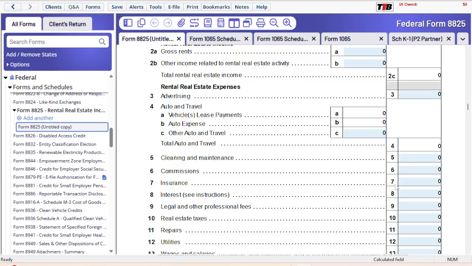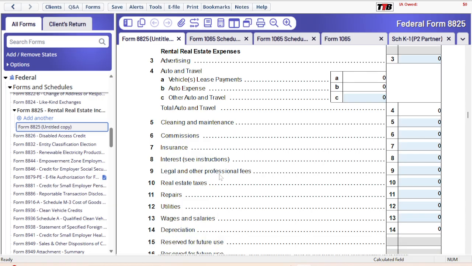Insurance will go on line 7. Interest that you pay will go on line 8. They say to see instructions. So if you pull up the Form 8825 instructions, every single line there will have information for you. So any legal fees will go on line 9. Real estate taxes that you pay for the property will go on line 10.